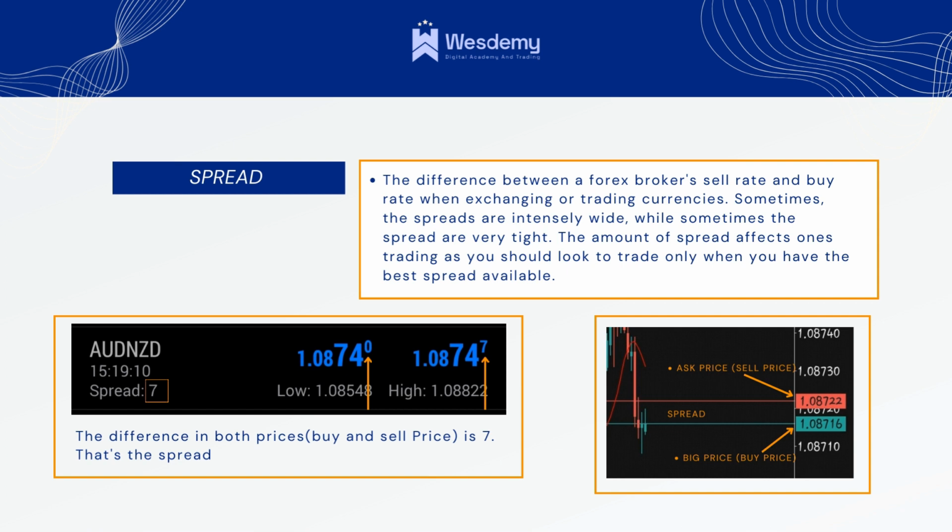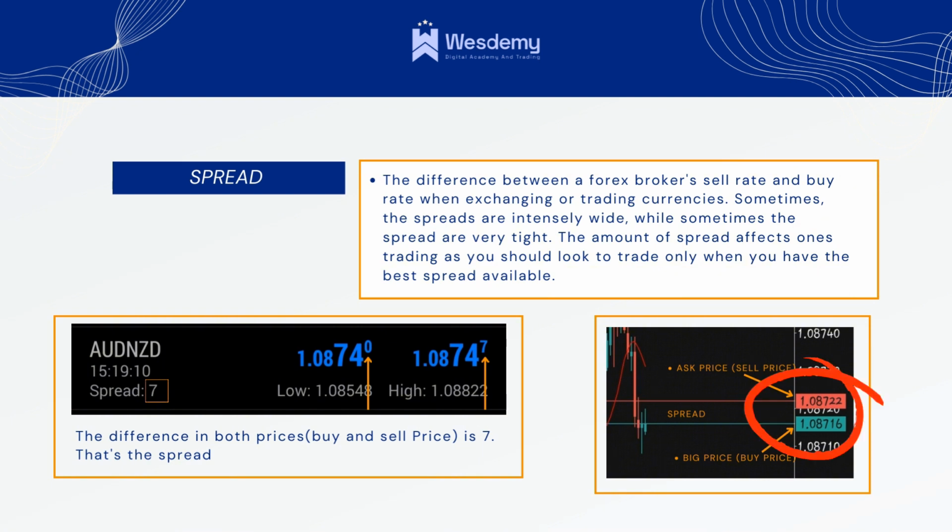Now on your screen, you can see that at this point we have the price at 1.087440. We have 0 as a pipette there. On the second we have 7, 1.08747 pipette. The difference in this price is 7. That 7 is the difference between the buy and the sell rate. So 7 is your spread. In this example, the space in between is your spread.